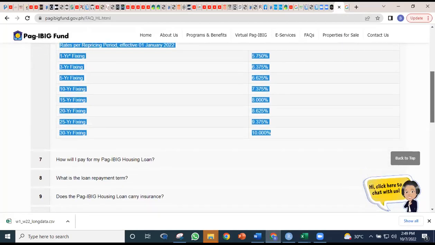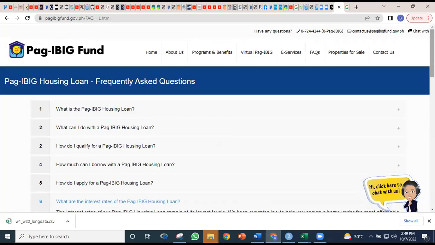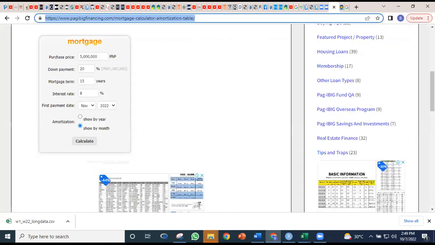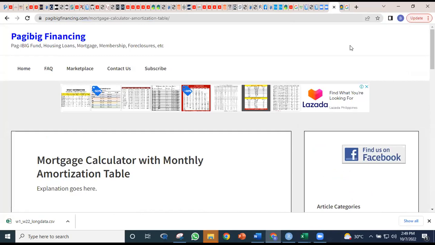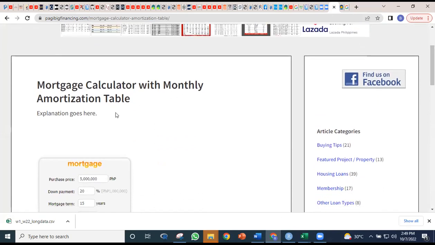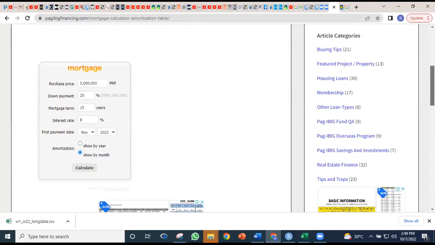All right, let's go to the other site that I shared with you. So this is the other site that I shared in the chat. It's a mortgage calculator with monthly amortization table. This will be part of your exam, so please pay attention to this one. So the purchase price, the market value, is 5 million.